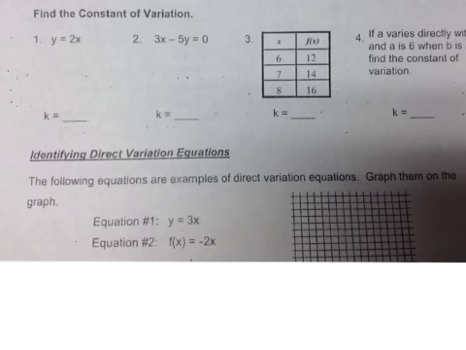Alright, so to find the constant of variation, it helps if you can get something that's in the form of y equals kx. So in our first one here, y equals kx, and you see that this is in that form, and that right there is your k. So the constant of variation for this one is 2.